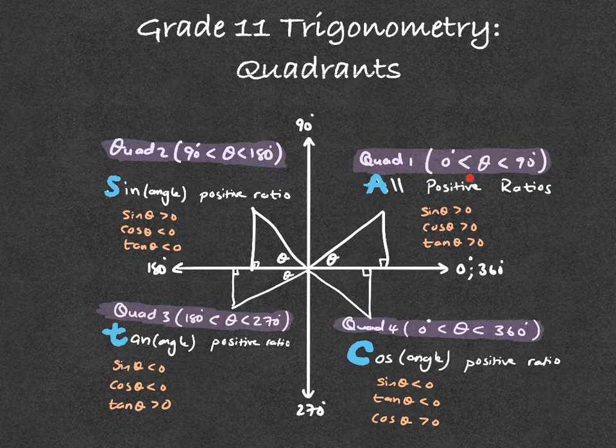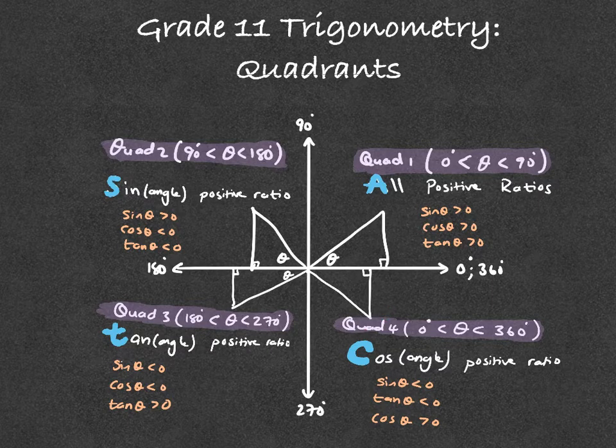So we've got the four quadrants, of course: quadrant 1, 2, 3, 4. Remember it starts at 0 and we're going in an anti-clockwise direction. If an angle is between 0 and 90, that is in quadrant 1. In quadrant 2, we've got an angle between 90 and 180 degrees. In quadrant 3, an angle between 180 and 270. And between 270 and 360 is quadrant 4.